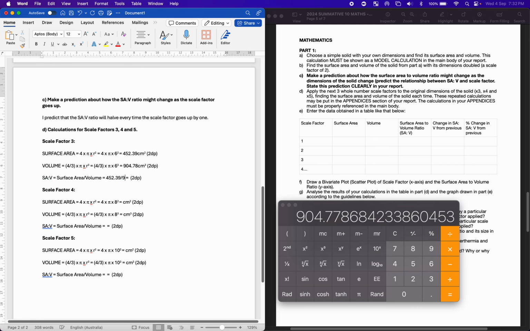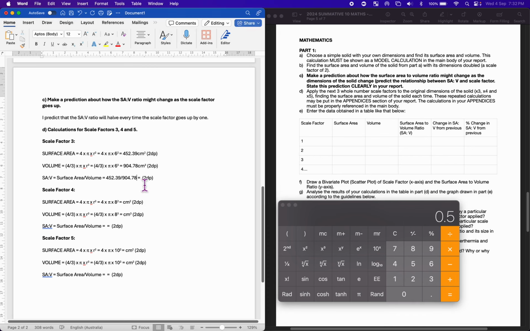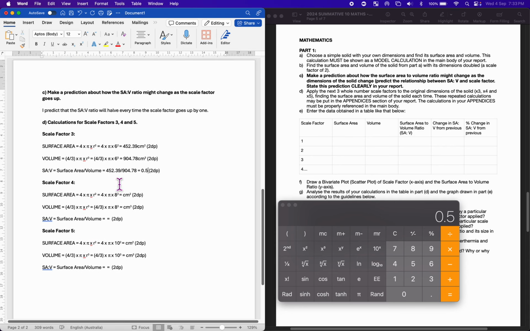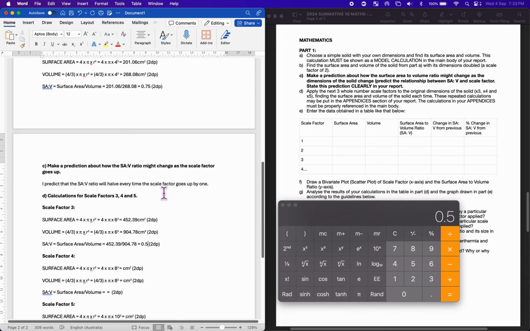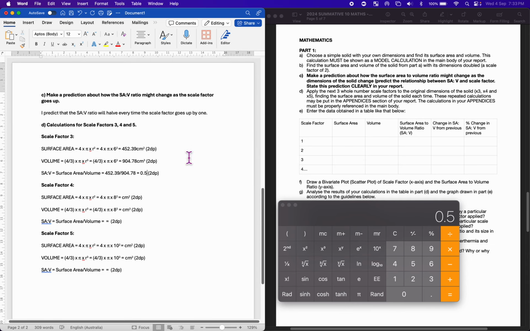What's the surface area to volume ratio going to be? 452.39 divided by 904.78 is 0.5. That's the surface area to volume ratio there. So my prediction has already been proven wrong because 0.5 is not half of 0.75, but that doesn't matter. You're just asked to make a prediction.